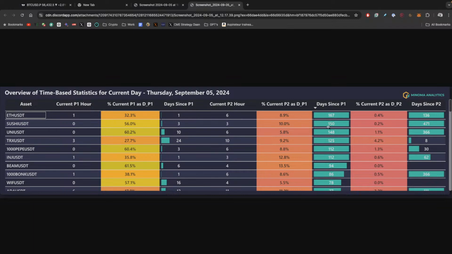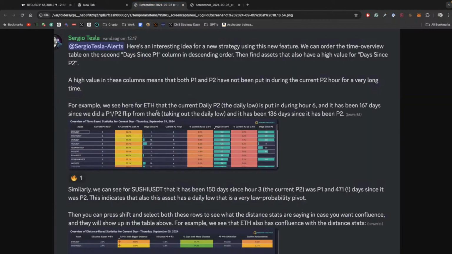And that's why this column is so valuable, because this 10% would actually indicate otherwise. But this just means that recently the trend has changed and it's not happening recently. And days since P2, so 471 days. So right now the current daily, or this morning, the current daily low was put in at hour 3 UTC. It had been 150 days since that would perform a P1, P2 flip. And it had been 471 days since that daily low, or in this case the P2, would remain the P2, right? So both of these are very low probability.